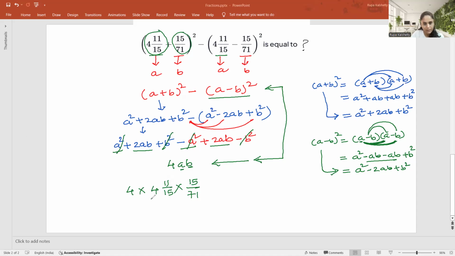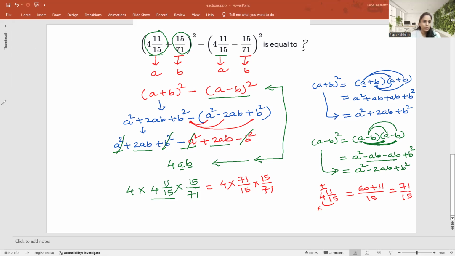And now you see that the middle fraction here is a mixed fraction. Let's convert this into an improper one first. How do we do that? 4 11 over 15. We multiply these two. 15 times 4 is 60, and then let's add these, right? 60 plus 11 gives us 71. So it becomes 71 over 15, right? So let's rewrite this again, which becomes 4 times 71 over 15 times 15 over 71.